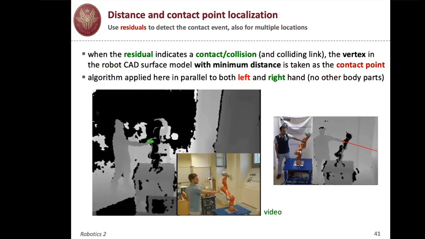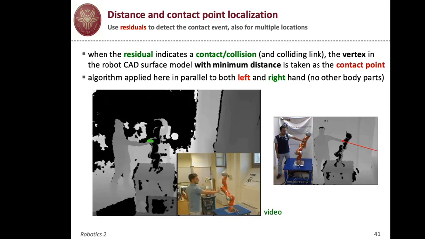Now, at this stage, we use internal and external information because we are getting closer, and the contact will be detected when the residual goes out of 0 or overcomes a threshold. At this point, the vertex from the surface of the robot which is at minimum distance will be taken as the contact point. And from there on, we can proceed for further estimation.